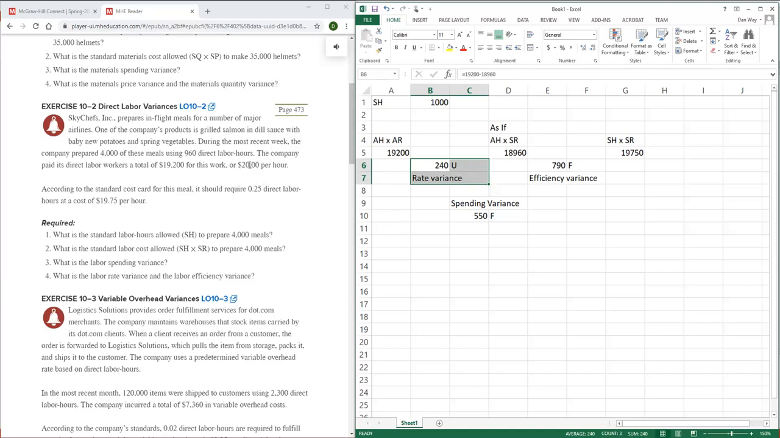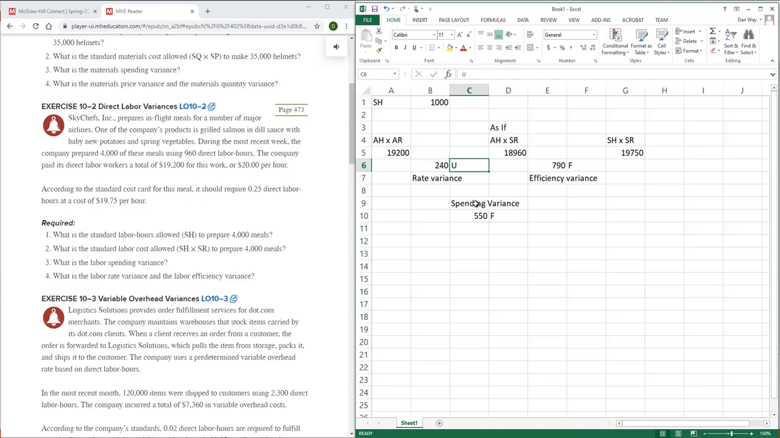We paid folks on average $20 per hour. We thought we were going to be paying them $19.75 per hour. So yeah, we'd expect that to be unfavorable. And we could think about the same thing in terms of efficiency. 960 labor hours is what we actually had folks working to prepare meals. The standard hours were 1,000, so that efficiency variance is going to be favorable. We used fewer hours than we thought we would.